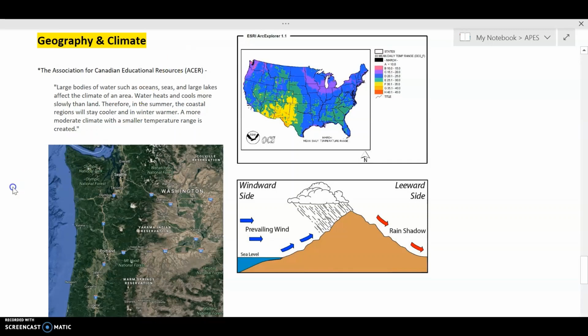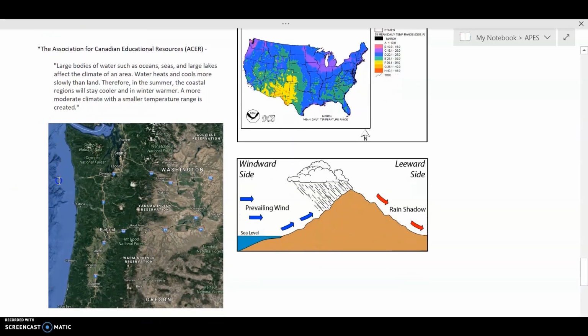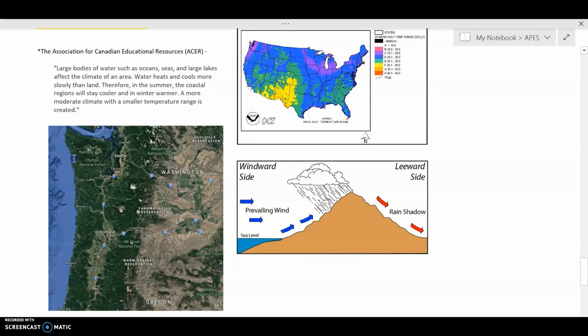So, we should know from chemistry that water has a high specific heat. If you don't know that, specific heat is pretty much the amount of heat something is able to obtain. So water has a high specific heat, and because of those hydrogen bonds in the water molecules, it's able to retain that heat more than land can.